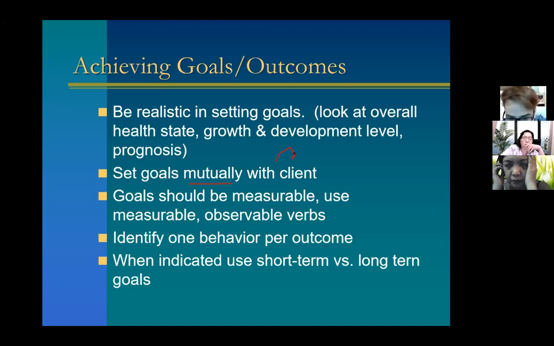Then, goals should be measurable. Use measurable, observable verbs. Let's say, for example, patient level of pain will be lessened from 9 to 7. Okay, so measurable yon. Or patient temperature from 30.5 to 37.9. That is measurable. Di ba? Then identify one behavior per outcome. Let's say, for example, patient will be able to, patient will adapt, okay, the health teaching provided, such as, yan. And when indicated, use short-term versus long-term goal.